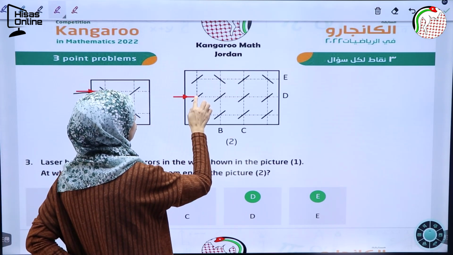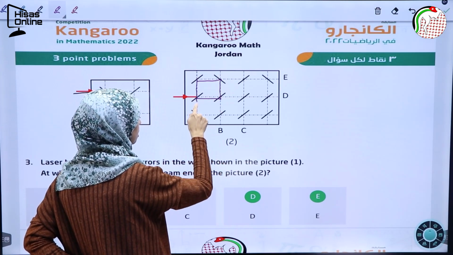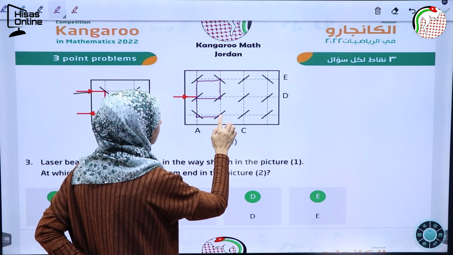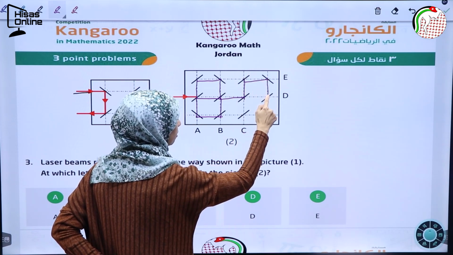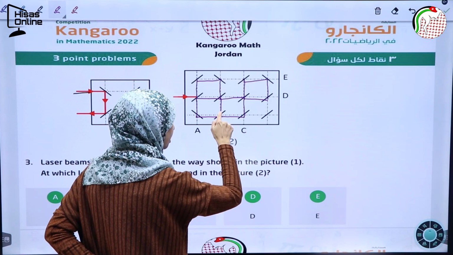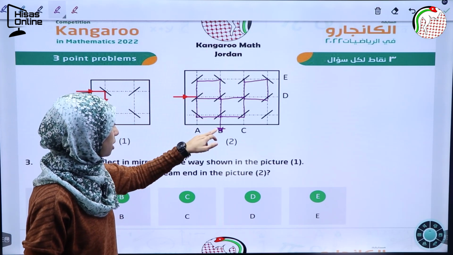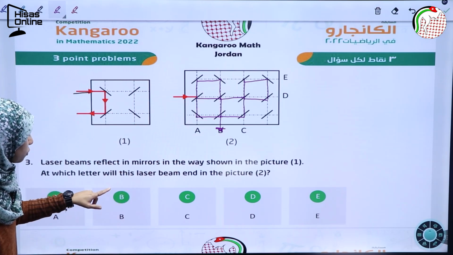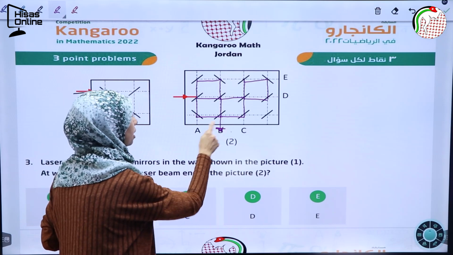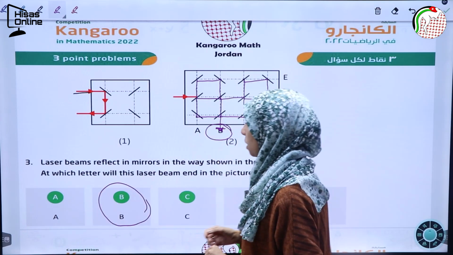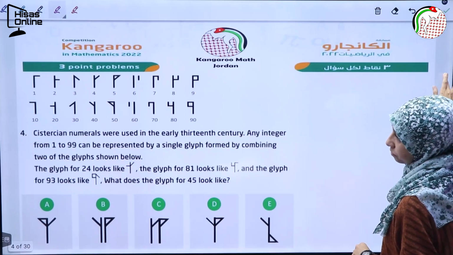They started here, so I will move here, then move in this direction, moving here, then up to this side, to this side, to this side of the mirror, again this side, this side, this side, this side, and moving out. So this beam will move until it reached B. So B is the right answer. Point B will be the last point that the beam can move at. Moving to question 4.